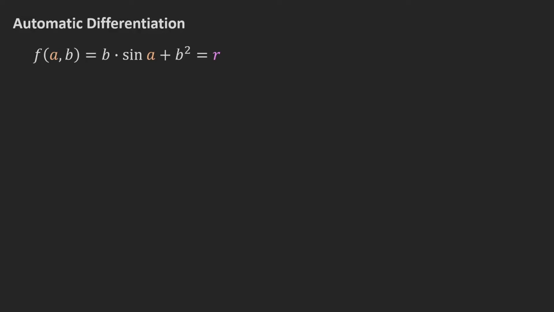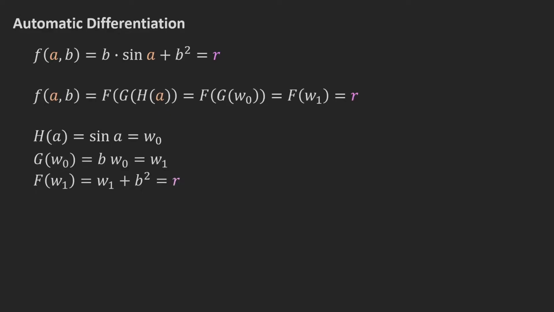So first, we reconstruct f as a composite function of all the elementary operations that involve a. Basically, we need to follow everywhere that we see a. Starting from the innermost layer, there is sine a, which is denoted by the function h. And then the next elementary operation is multiplication by b, which is denoted by the function g. And then the last operation is addition of b squared.